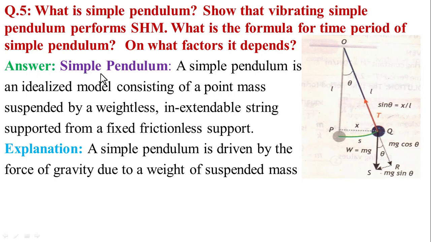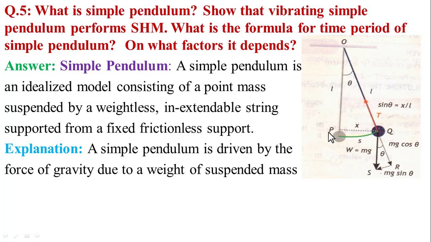In answer, simple harmonic motion. A simple pendulum is an idealized model consisting of a point mass m suspended by a weightless string. This is given and shown in this diagram. The string is flexible and fixed at a frictionless support, so there is no friction here.